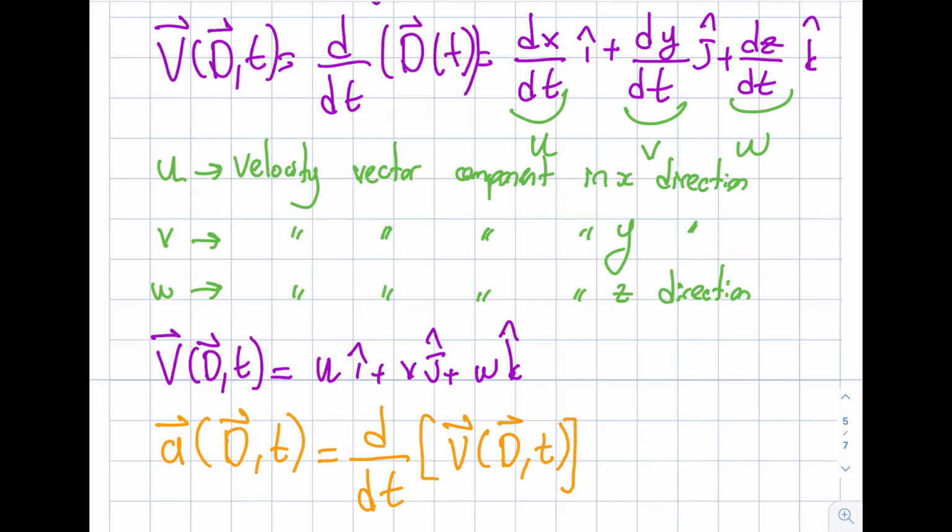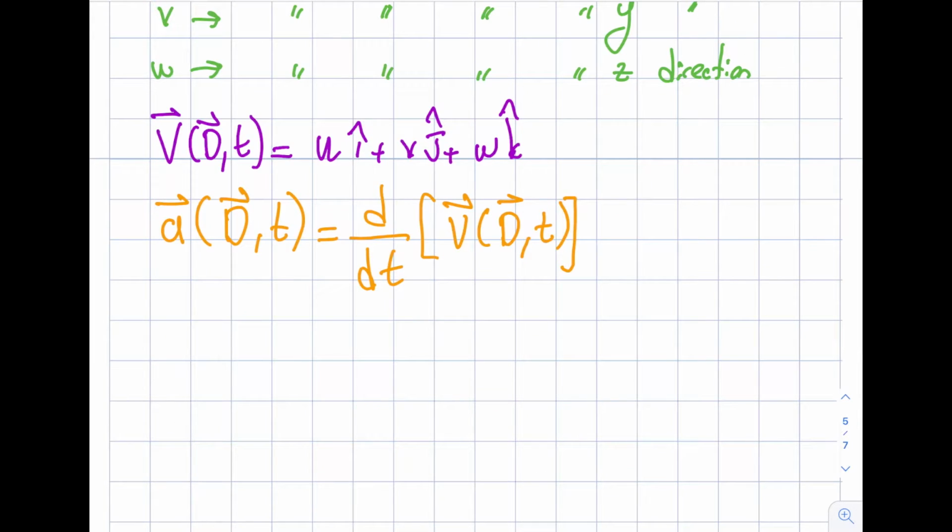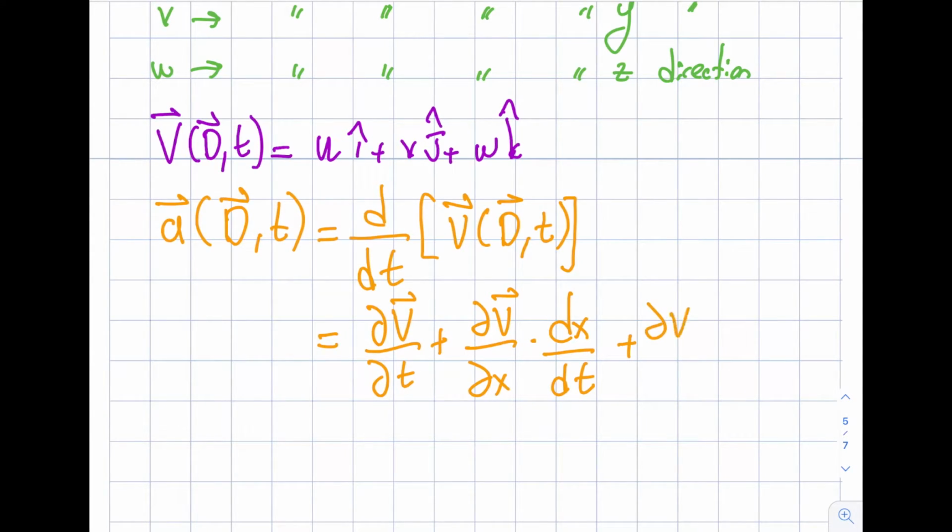So now I need to do something called chain rule of differentiation. Do you remember that? I do teach mathematics, so I know this. Here's how it's going to look. The chain rule says this: ∂v/∂t plus ∂v/∂x times dx/dt plus ∂v/∂y times dy/dt. Last but not least, this will be ∂v/∂z times dz/dt.